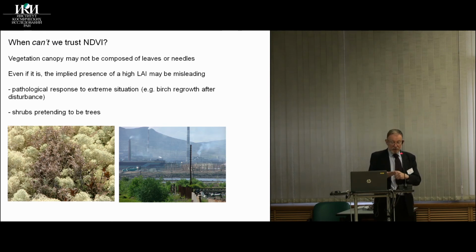So we may get a pathological response to an extreme situation. We get grass or shrub regrowth, or indeed birch regrowth after disturbance. So what was a pine forest may turn into a birch forest. Or we may get shrubs pretending to be trees.